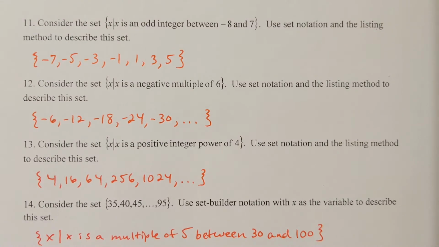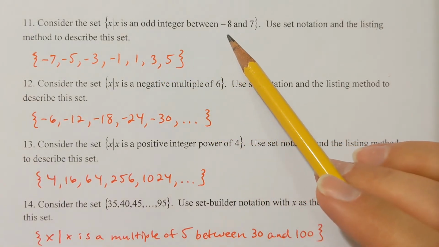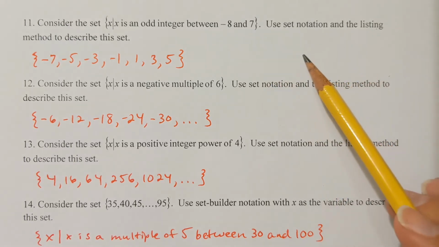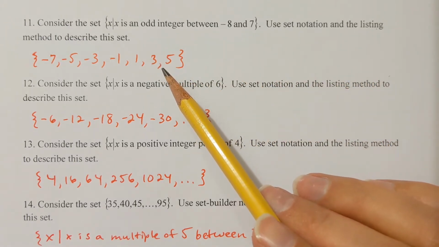Okay, so this is still section 2.1. I was wanting to finish this up in this video here. Let's consider the set of all x such that x is an odd integer between -8 and 7. Use set notation and the listing method to describe this set.